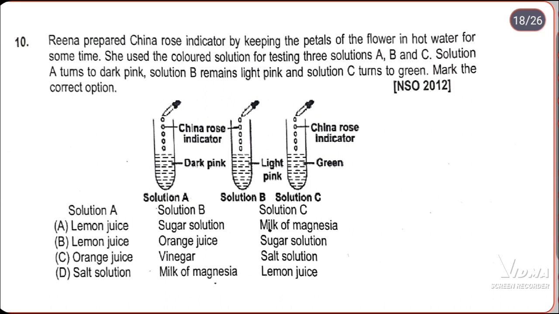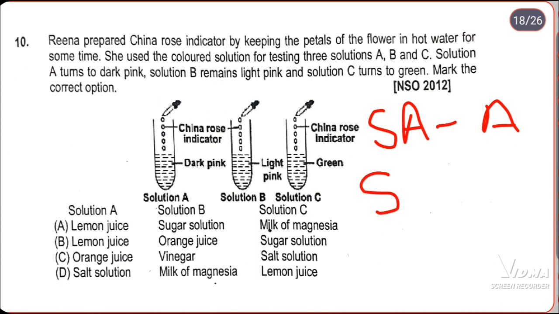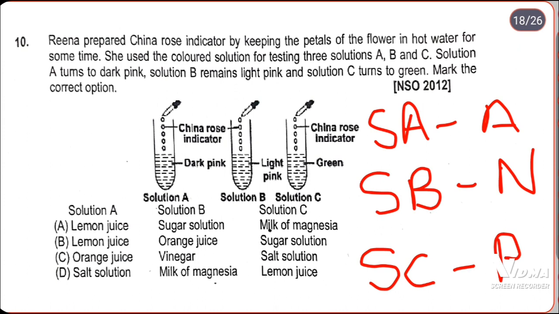Mark the correct option. So solution A, solution B and solution C. When China rose indicator is added to solution A, it turns dark pink, which means solution A is acidic. Then solution B remains light pink, so solution B is neutral in nature. And solution C, when China rose indicator is added to it, changes into green. So solution C is basic.